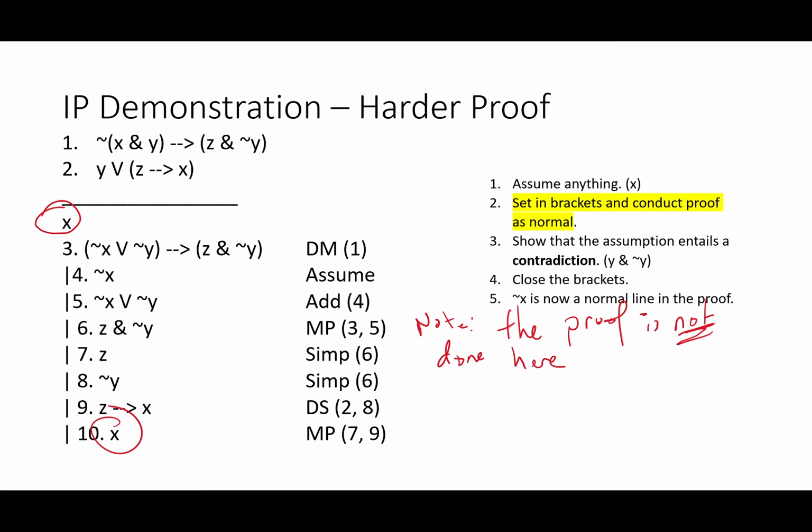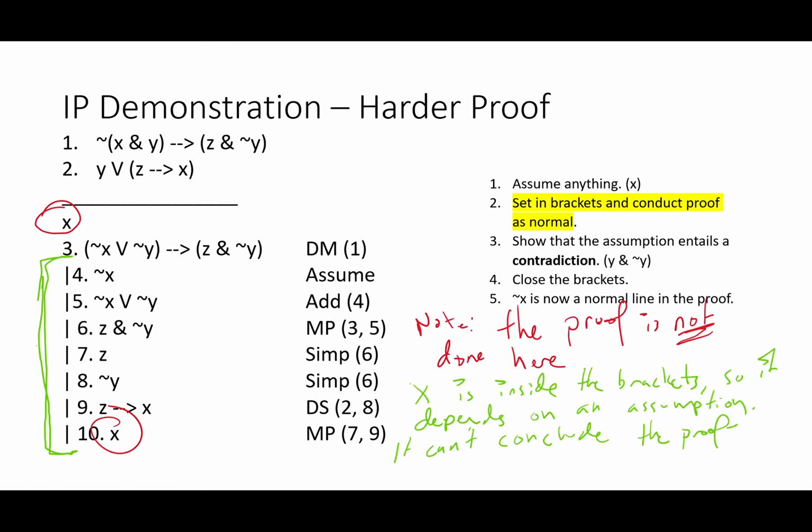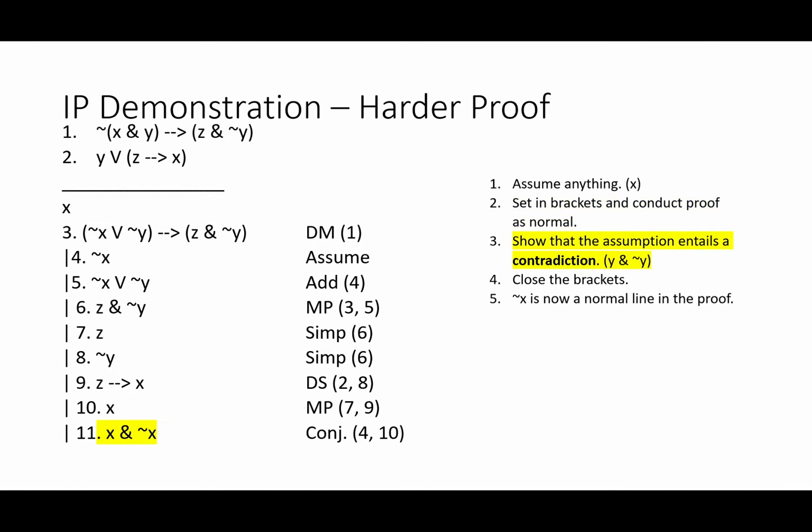This is why it's really important for you to go to the trouble of actually using brackets when you work with assumptions. Not every system will demand that you do so, but ours does, and I will take points off your quiz if you don't use them. They're just like parentheses, in my opinion. They help keep straight what is supposed to go where. X is inside the brackets. It depends on our assumption that we're about to prove false. It can't conclude the proof. We're going to have to derive x in another way.